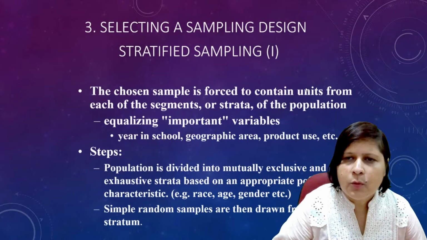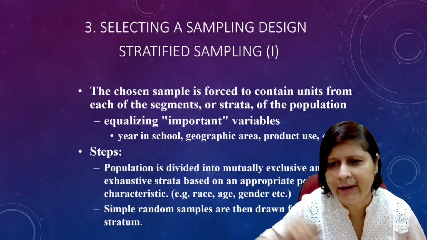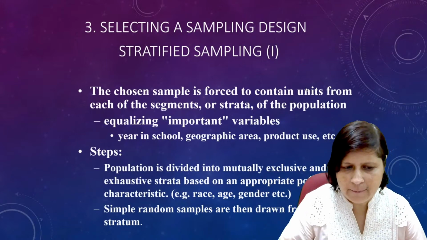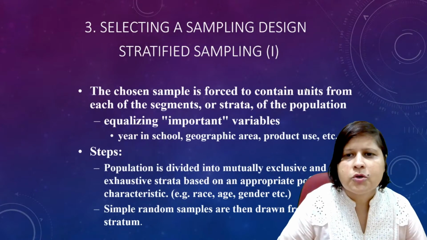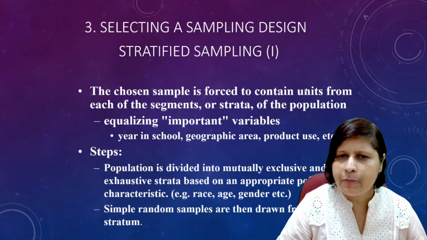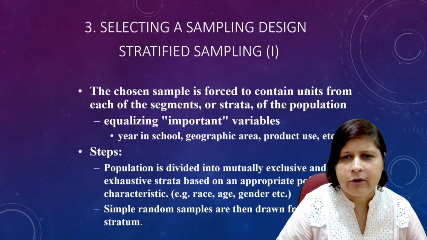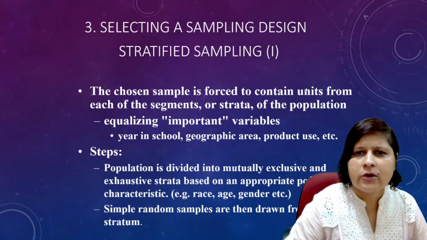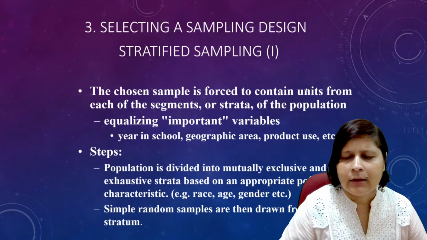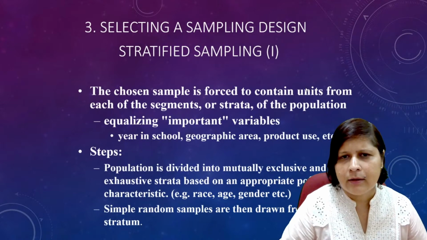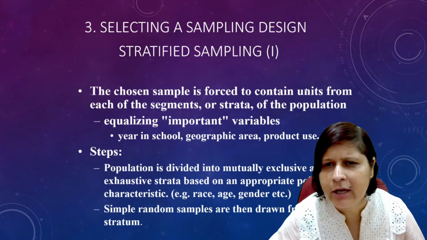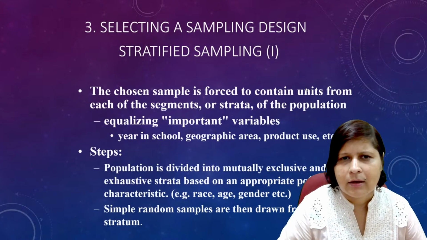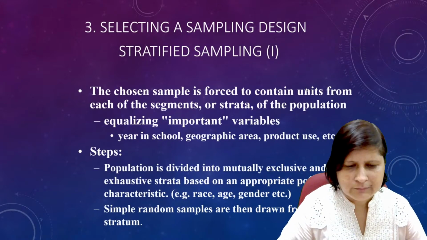Stratified sampling means when we divide the population into strata. That is stratification. Suppose I want to take samples of students of a particular school, then it is very important to divide the population of the school into strata, that is, the students of age group 3 to 6, then 6 to 10, then 11 to 14, then 14 to 16, then 16 to 18, right? There should be strata.